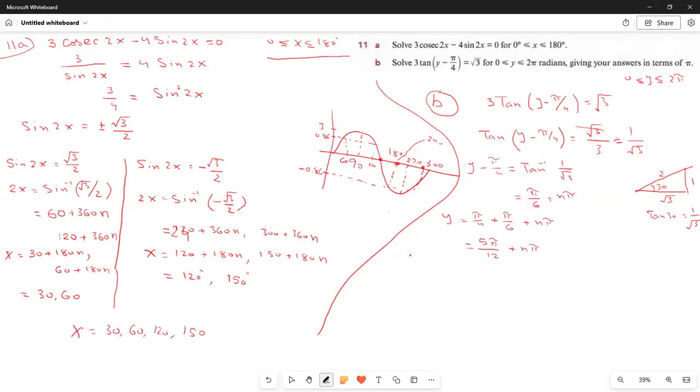So you can see that when n is 0, I get one answer, which is 5 pi by 12. And when n is 1, I get the next answer, which is 17 pi by 12. This corresponds to 75 degrees, and this corresponds to 255 degrees. But since we have to give the answer in terms of radians, I will leave it in this form.